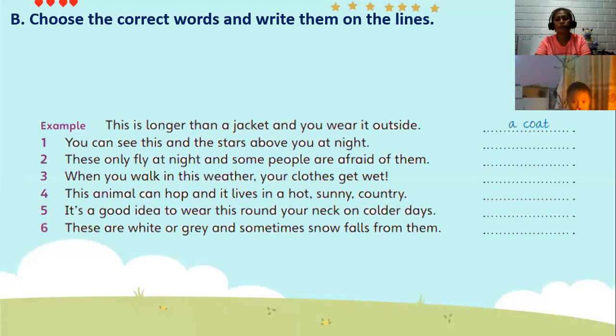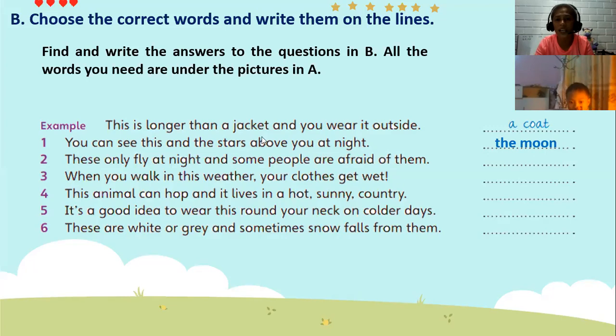Now, number one, let us start. Again, I will give you 6 stars if you can perfectly answer this one. Get it? Yes. Okay, very good. Number one, I will read or you will read? You. Okay, can you read it for Teacher Anne? For number one? You can see this and the stars above you at night. Okay, you can see this and the stars above at night.